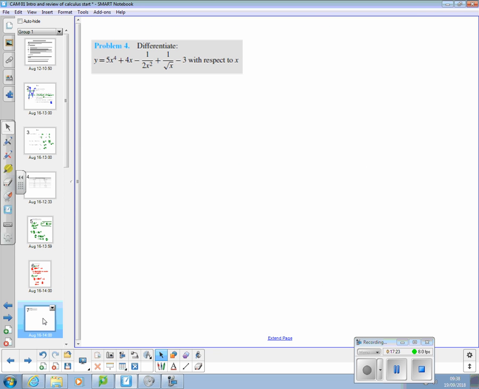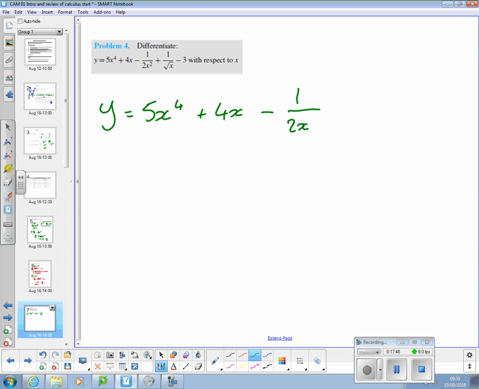So, if we have a problem like this one, where we're differentiating a number of terms in x, all added or subtracted together, what do we do? So we've got y is equal to 5x to the 4 plus 4x minus 1 over 2x squared plus 1 over the square root of x minus 3. Yeah, you differentiate each term and add or subtract those together. So you do them all separately.